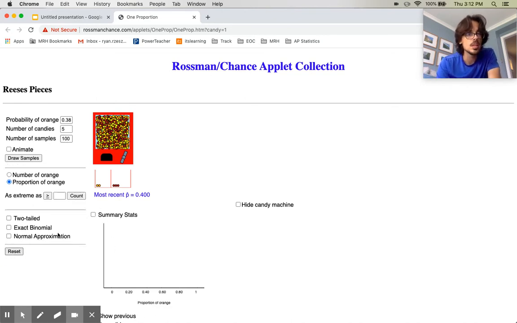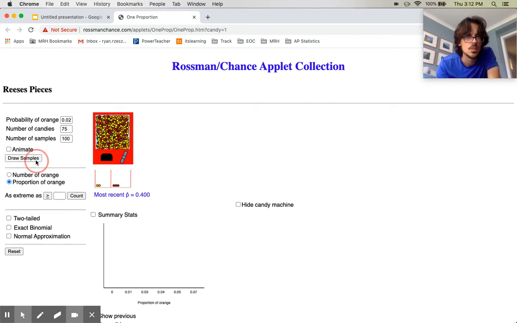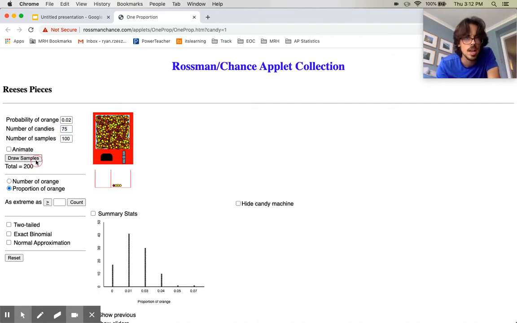The other thing that can hold us back, what I'm going to do right now is make it so 2% of the candies are going to be orange. And I'm going to give myself a nice big sample size of like 75. Okay, let's see what this does for us. So I'm just going to jump straight to doing 100 right here, and we'll see what happens.